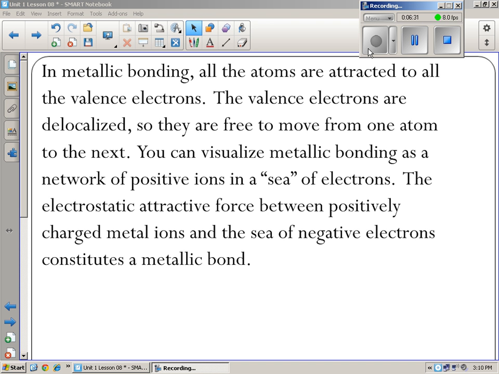But in metallic bonding, all the atoms are attracted to all the valence electrons. So the valence electrons are delocalized. They're kind of let loose, I guess you could say. So they are free to move from one atom to the next. You can visualize metallic bonding as a network of positive ions and a sea of electrons. The electrostatic attractive force, that's a fancy word for saying opposites attract, okay, between positively charged metal ions and electrons constitutes a metallic bond.